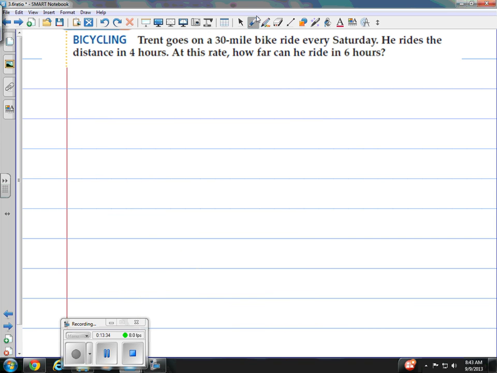Now for our fifth example, we're going to look at one that's an application problem. So it says Trent goes on a 30-mile bike ride every Saturday. He rides the distance in 4 hours. At this rate, so that means we're going to have a ratio with different units. How far can he ride in 6 hours?